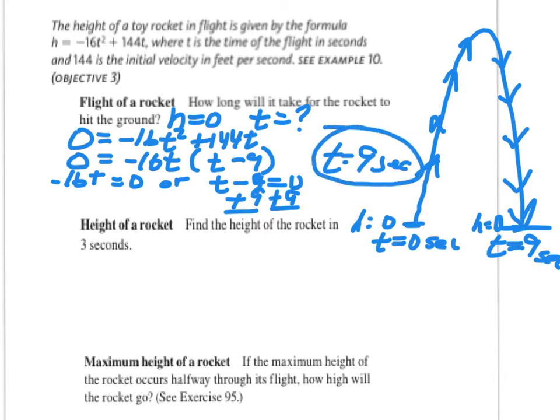So that's the first part. Now the second part asks me to find the height of the rocket in 3 seconds. Well, they're giving me t.